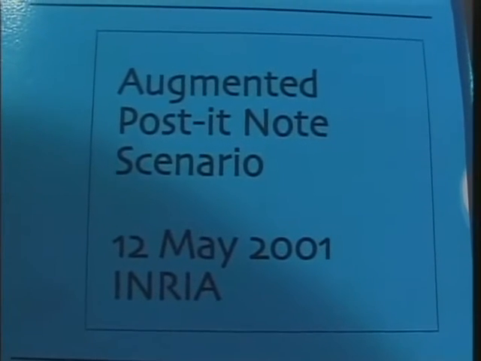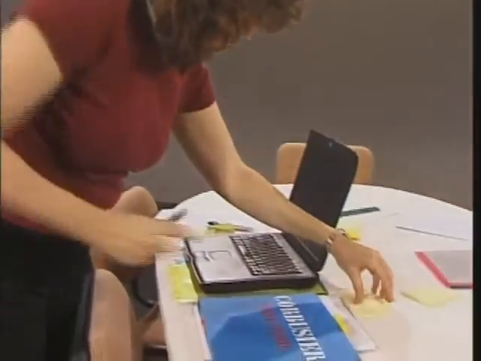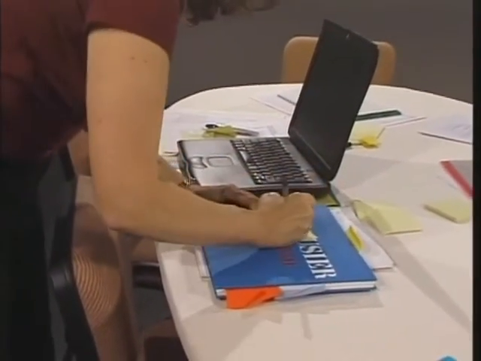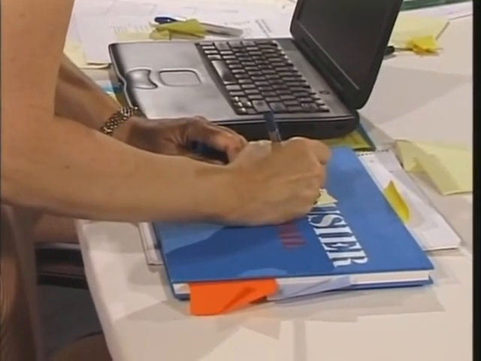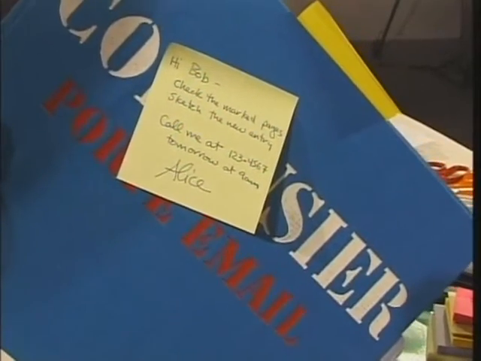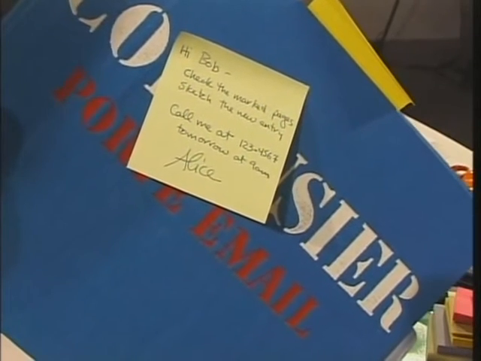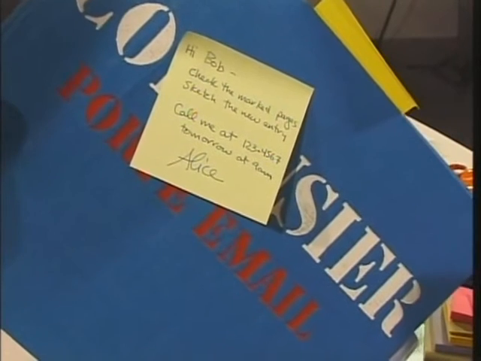This is Thursday afternoon. It's 4:45 p.m. Bob? Oh, I guess he's not here. Well, I better leave him a note. Let's see. Okay, so here's what the note says. Hi Bob, check the mark page and sketch the new entry. Please call me at 1, 2, 3, 4, 5, 6, 7 tomorrow at 9 a.m. Alice.